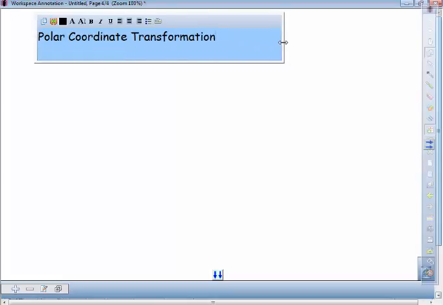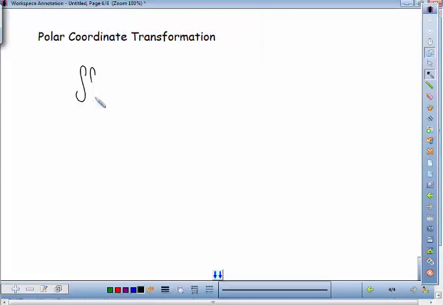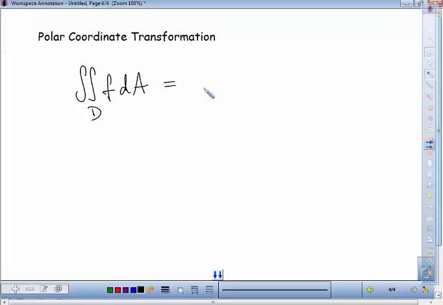Whenever we do a polar coordinate transformation with double integrals, we're going to write our integral the same way we've been writing it, and when we see dA, it's assumed to be in Cartesian coordinates, dx dy or dy dx. But we're going to get specific here when we do polar coordinates. So now I'm going to put D star to say that our domain is different now. It's r and theta.